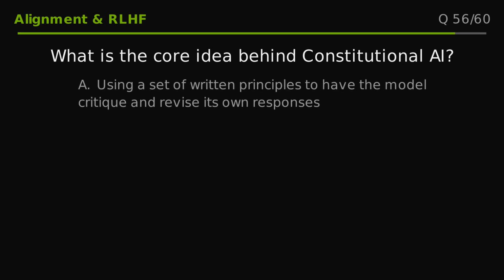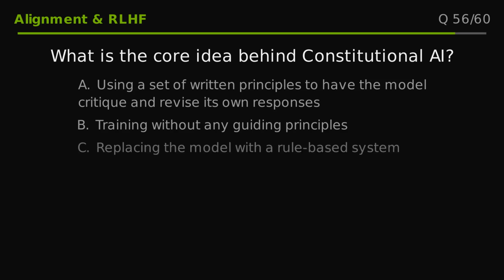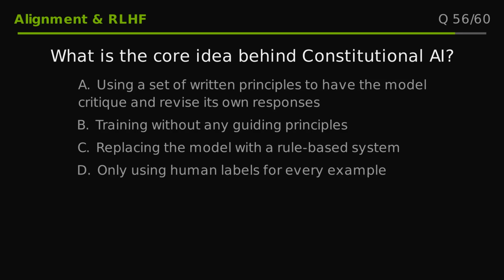Option A, using a set of written principles to have the model critique and revise its own responses. Option A, training without any guiding principles. Option A, replacing the model with a rule-based system. Option A, only using human labels for every example.